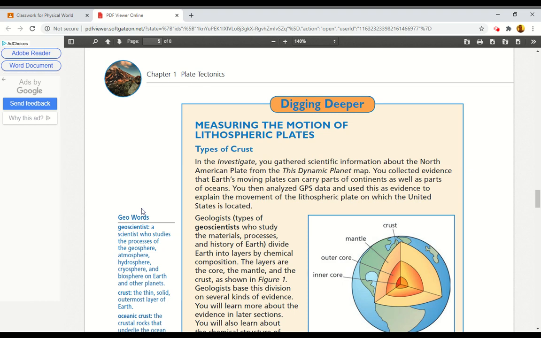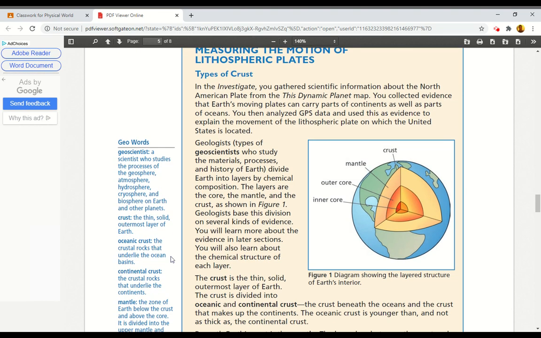Geologists, or types of geoscientists who study the materials, processes, and history of Earth, divide Earth into layers by chemical composition. The layers are the core, the mantle, and the crust, as shown in Figure 1. Geologists base this division on several kinds of evidence. You will learn more about the evidence in later sections. You will also learn about the chemical structure of each layer.